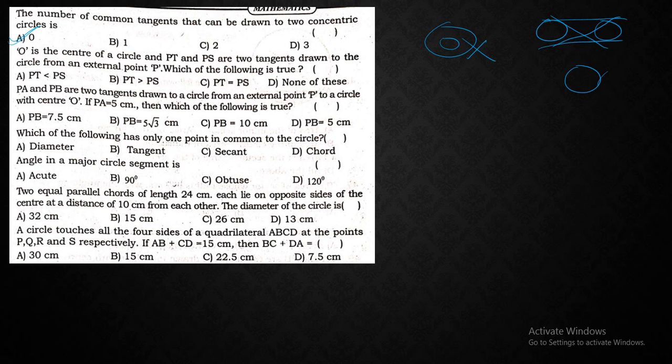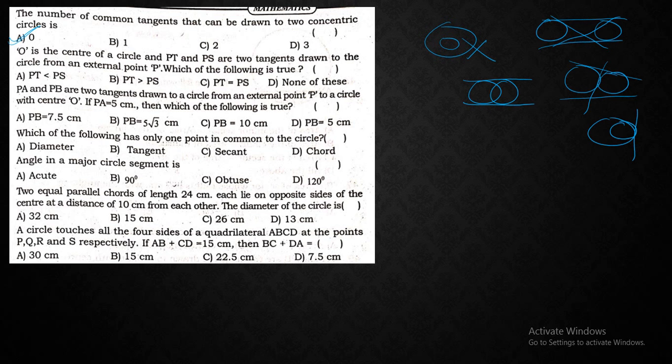Suppose they are touching externally, then we can draw only 3 tangents. So 3 common tangents. Next, if they are intersecting, then only 2 tangents are possible. If one lies inside the other touching, then only 1 tangent is possible, and in the last case there is no tangent possible.